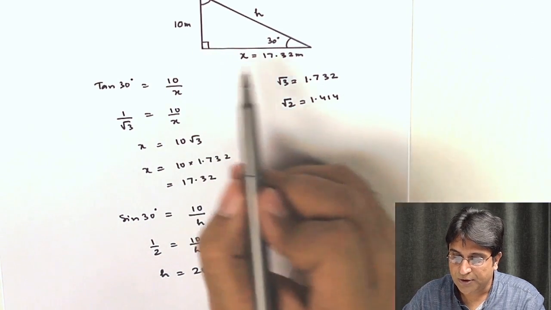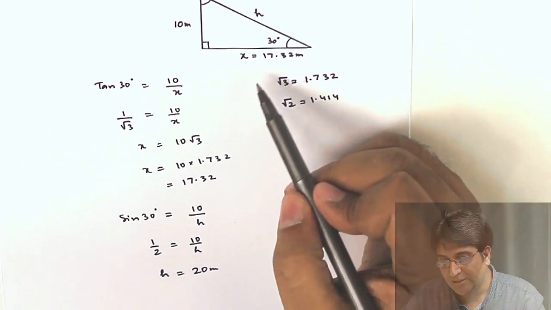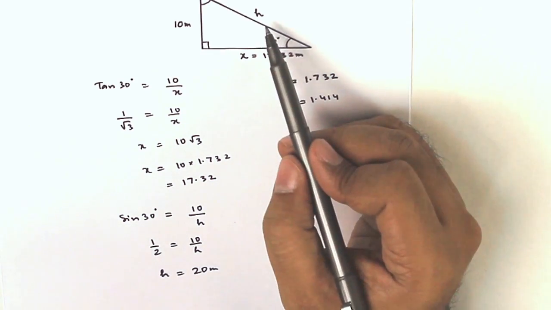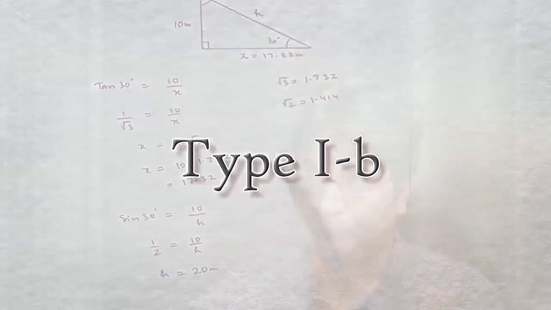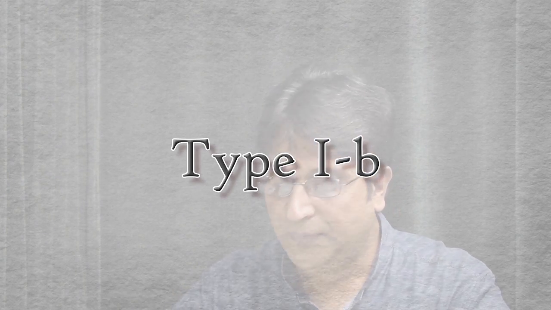Here I've shown you opposite and an angle. Next I'll show you adjacent and an angle. And lastly hypotenuse and one angle. So let us look at the second variation of the first type. Okay. So it's again a type 1 problem, but we are looking at another variation.